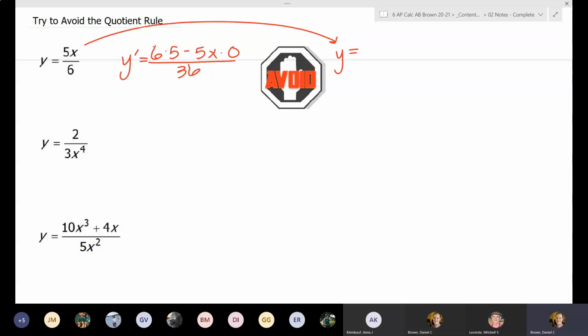5x over 6 is the same thing as saying 5/6 of x. And that's just a linear function. I don't need to worry about the quotient rule, and I just know its derivative is 5/6, which is what this would simplify out to.